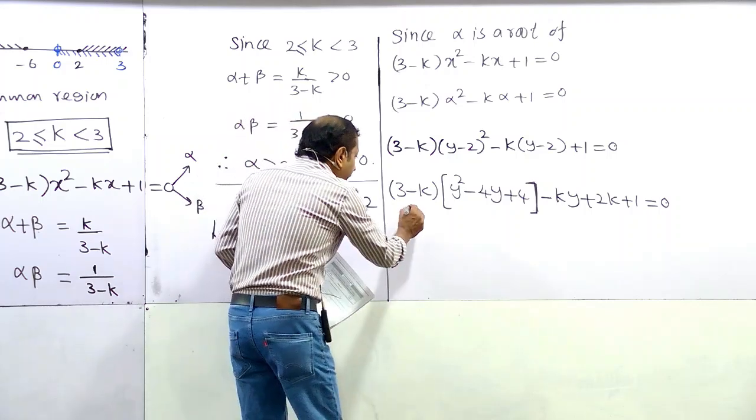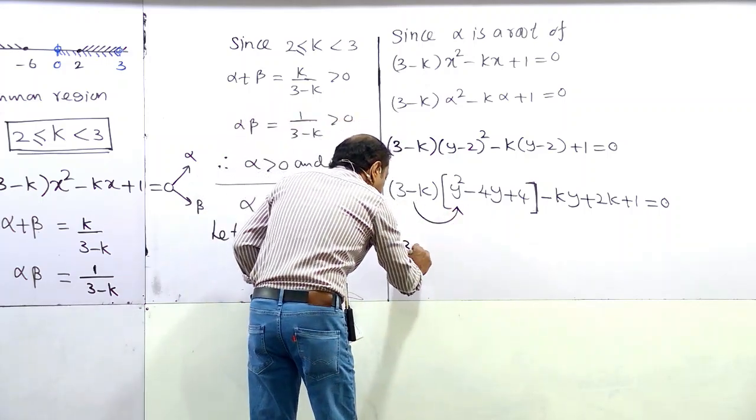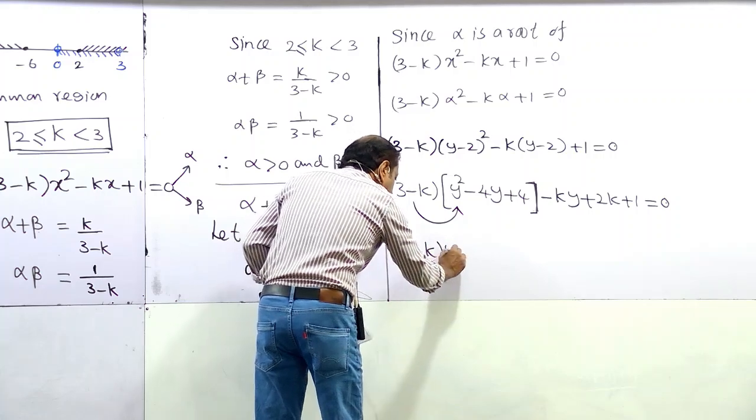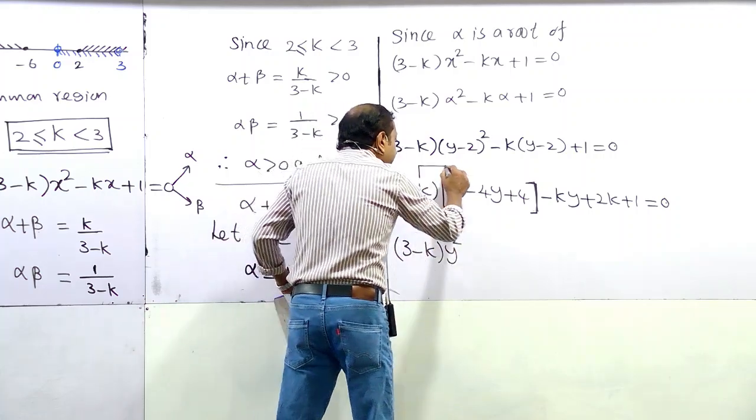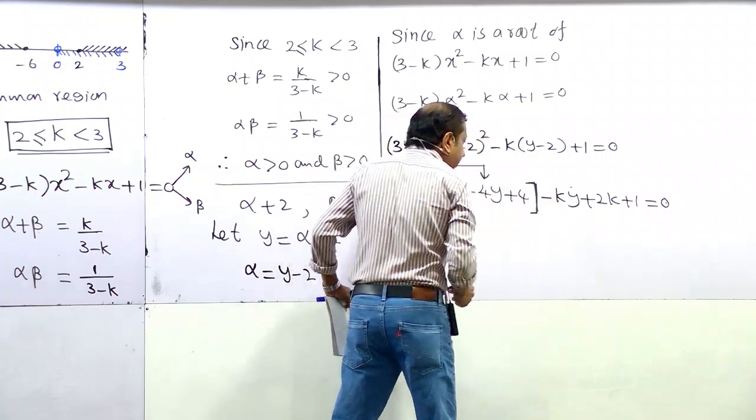Here you can multiply this and this. What do you get there? 3 minus k times y squared. Here we get a y term, and here also we have a y term.